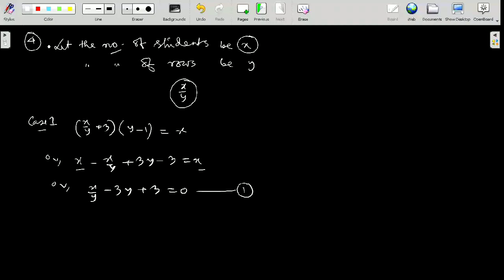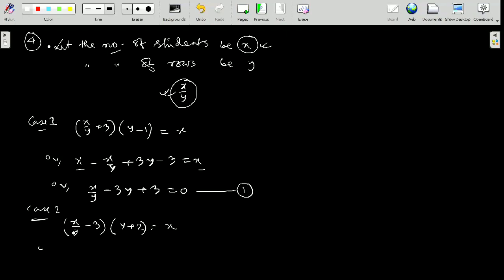And next, case number 2. What is the case number 2? If 3 students are less in a row, there would be 2 rows more. That means x by y, this is the original case, x by y minus 3. Total number of rows is y, then it will be y plus 2. And total students is always constant, this is x. Number of students cannot be changed.